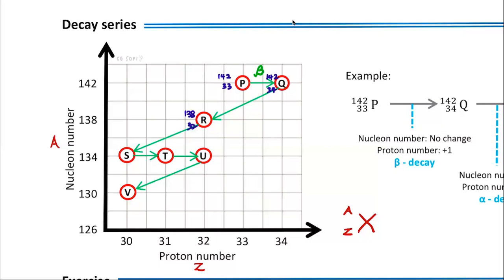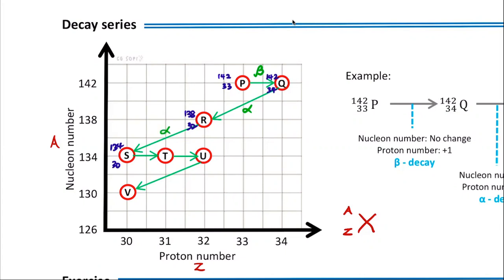Now from Q to R, what type of decay happens? What is the process of decay? Alpha, right? Because 142 decreases into 138, decreasing by 4, and the proton number decreases by 2. So for sure this one is referring to alpha. R goes to S. S is 134, 30. Alpha also, yeah. This one is also alpha.